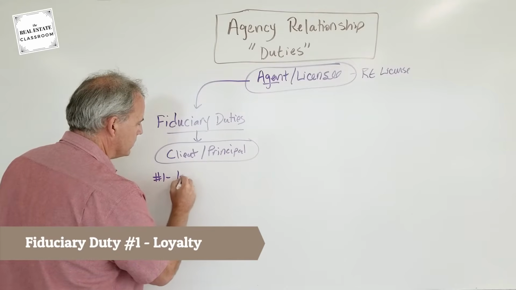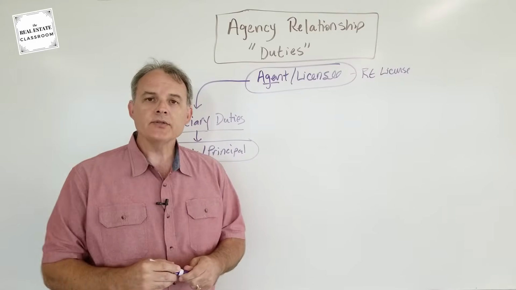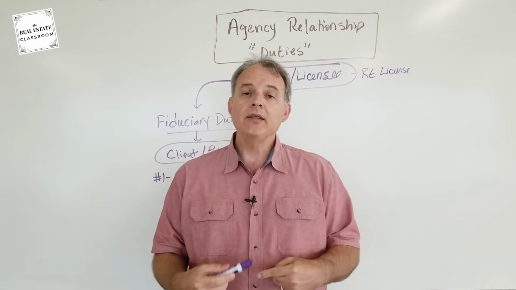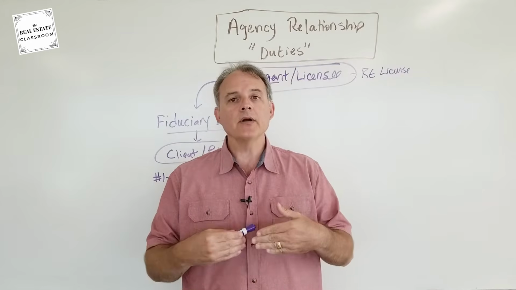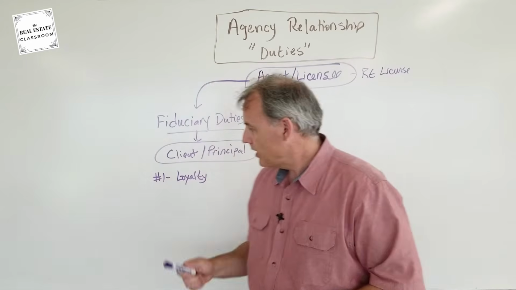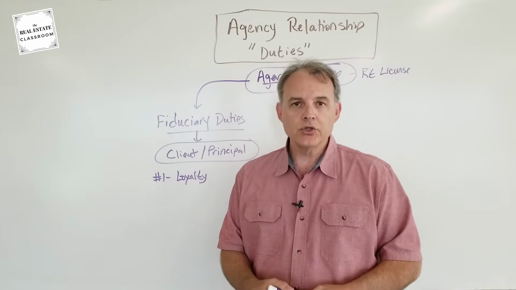And the first one is called loyalty. Loyalty simply means that the agent is going to put the client's interest first. They're going to put the client's interest above their own or somebody else's. So loyalty is number 1. They're going to remain loyal in that transaction to that client.